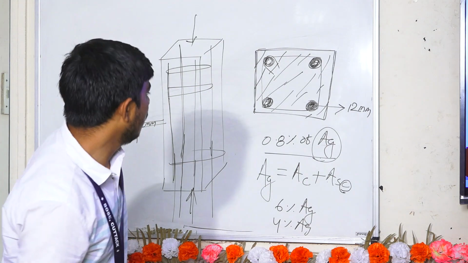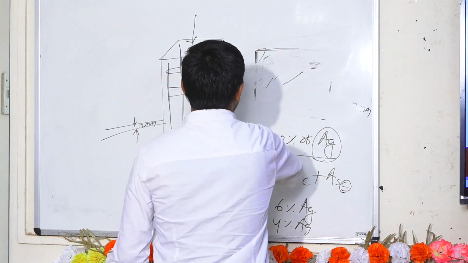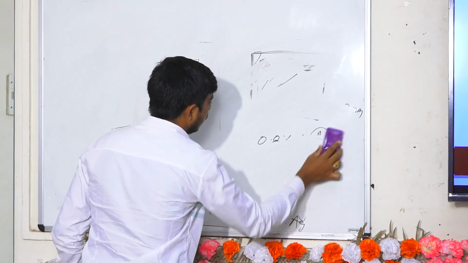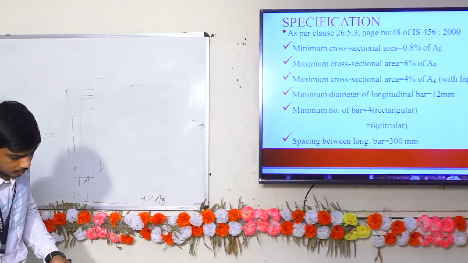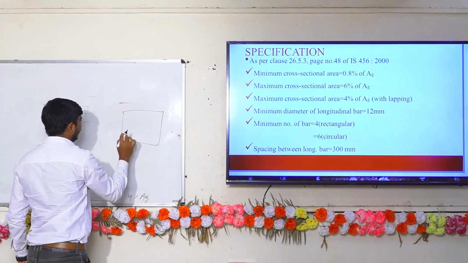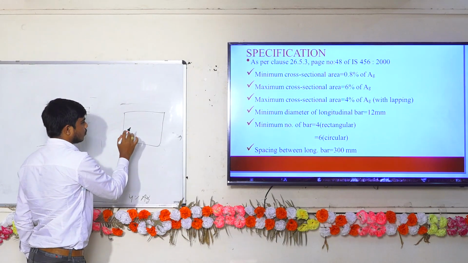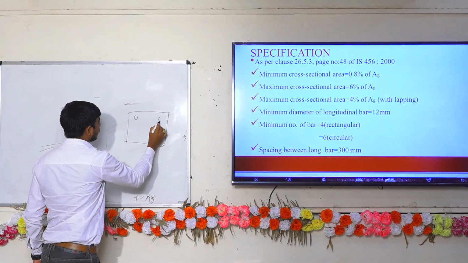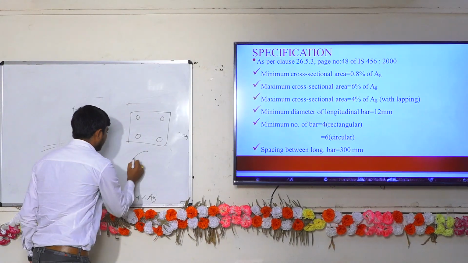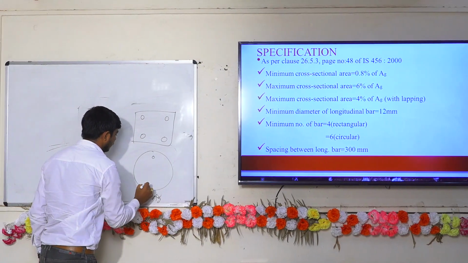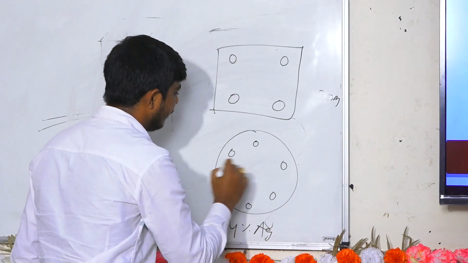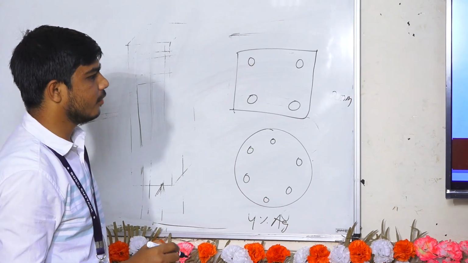Now when we see number of bars, number of bars means in a column, we have a common cross section. So if the cross section is rectangular or square, we have to put a minimum of 4 longitudinal reinforcement bars. But in case of a circular column, we have to put a minimum of 6 bars as longitudinal reinforcement.